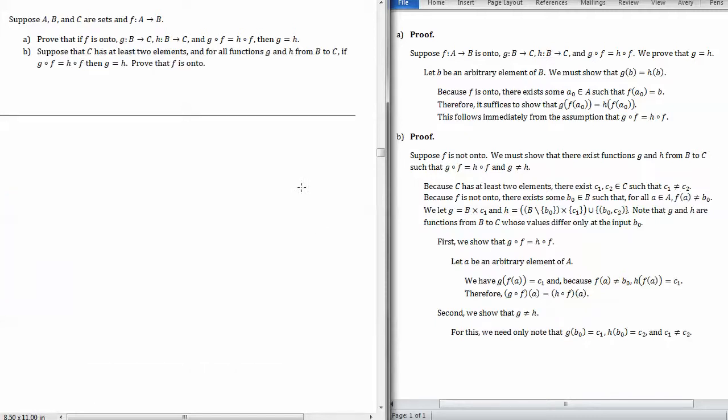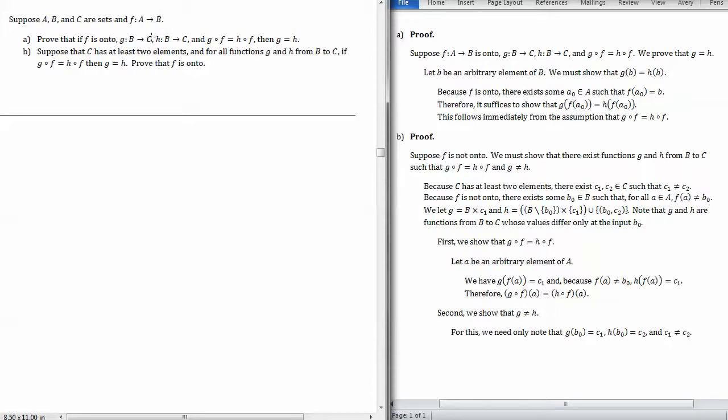Now, part B says, suppose C has at least two elements, and for all functions g and h from B to C, if g composed with f equals h composed with f, then g equals h. All right, prove that f is onto. Okay, this is sort of a converse to part A, right? Part A is sort of: suppose f is onto, right?